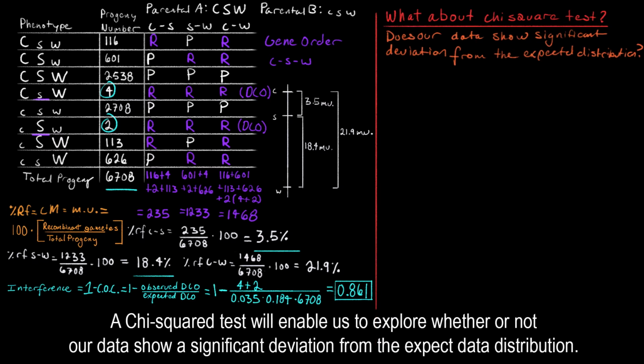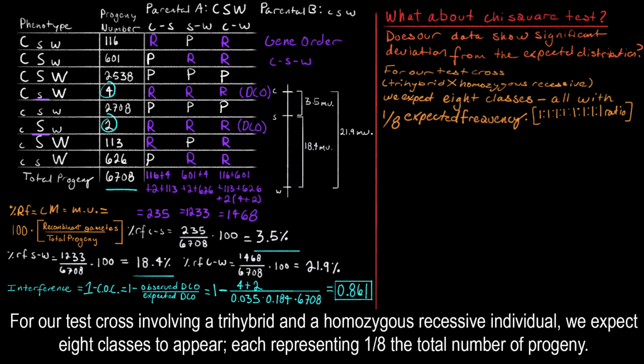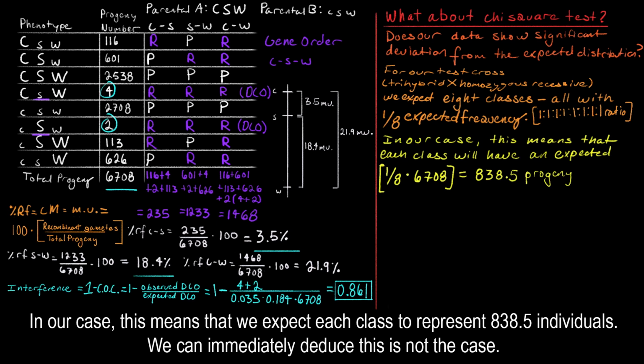A chi-squared test will enable us to explore whether or not our data show a significant deviation from the expected data distribution. For our testcross involving a trihybrid and a homozygous recessive individual, we expect 8 classes to appear, each representing 1/8 the total number of progeny. In our case, this means that we expect each class to represent 838.5 individuals. We can immediately deduce that this is not the case.